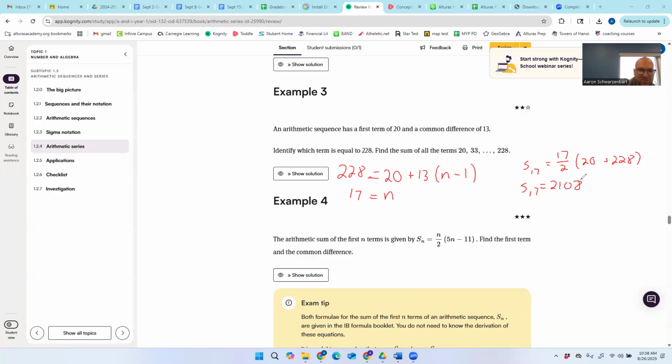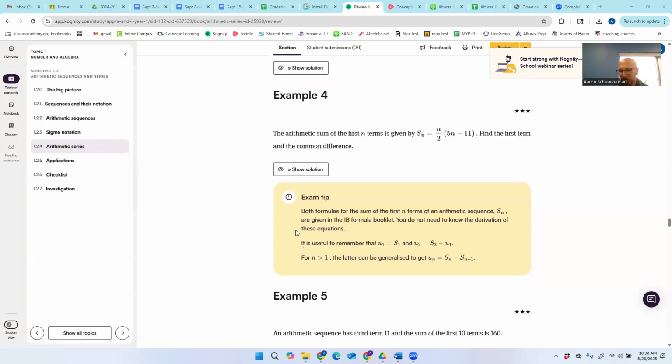Now's when they're going to get a little bit trickier. The arithmetic sum of the first n terms is given by this. Find the first term and the common difference. Okay. So that looks a lot like the sum term, right? The sum formula is this.